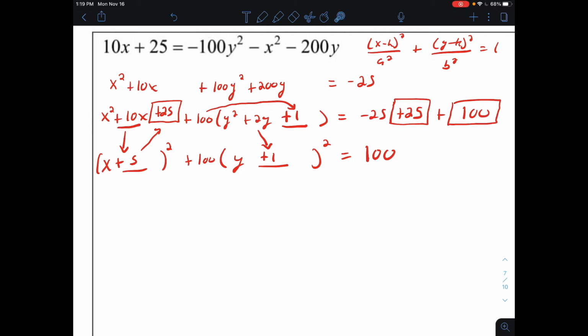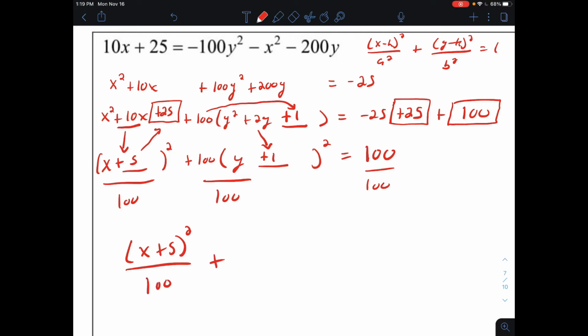Now, to put it in the standard equation of an ellipse, I need to have this right number become a 1. So I can divide everything by 100. So I divide all pieces by 100. And we get our standard form of this ellipse to be x plus 5 being squared, divided by 100, plus y plus 1 being squared is equal to 1.